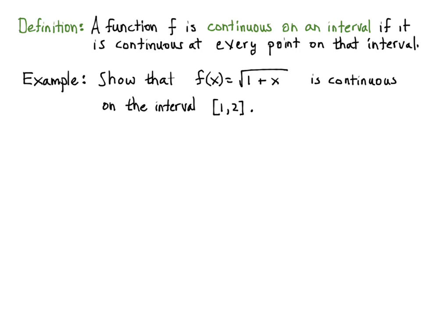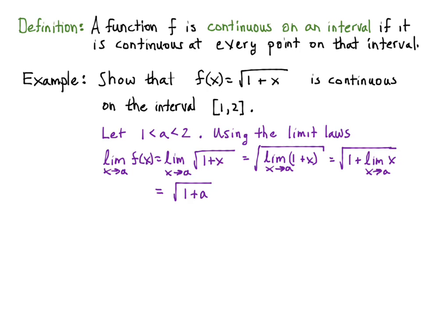So we have to look at this in pieces here. The first thing, let's say a is between 1 and 2. I'm not considering 1 or 2, but between 1 and 2. If we use the limit laws here, we know that the limit as x goes to a of the square root of 1 plus x equals the square root of the limit of 1 plus x as x goes to a. And then we know that the limit of 1 is 1, and the limit of x as x goes to a is a, so we show that this point equals this limit, and that's our definition, right? The function evaluated at a equals the limit of that function as x goes to a.